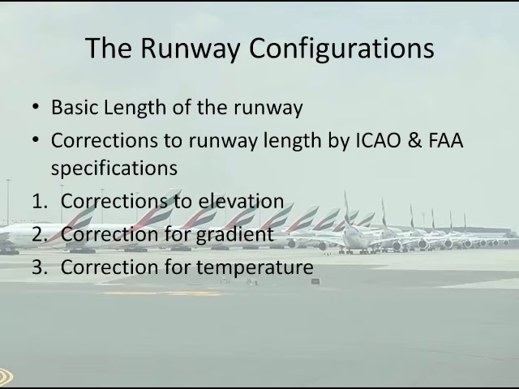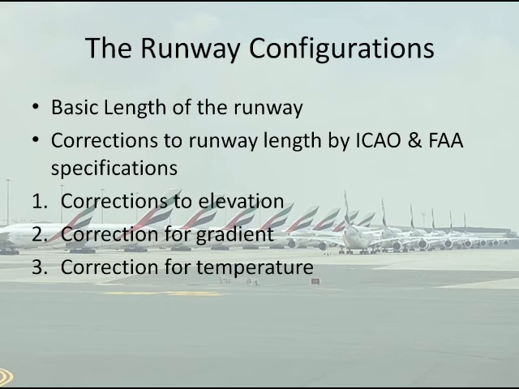Next, the third point is correction for temperature. The rise in airport reference temperature has the same effect as that of the increase in its elevation above mean sea level. After the basic length is corrected for the elevation of the airport, it is further increased at a rate of about 1% for every 1 degree centigrade rise in the airport reference temperature above the standard atmospheric temperature at that elevation.